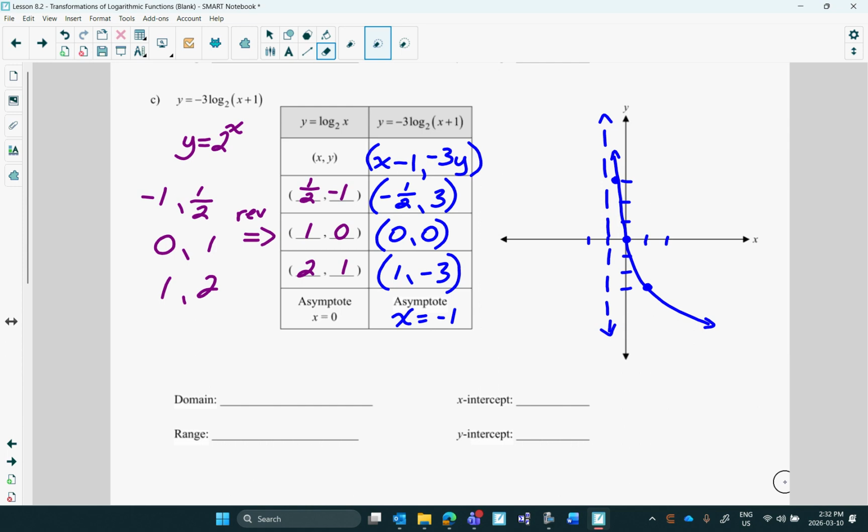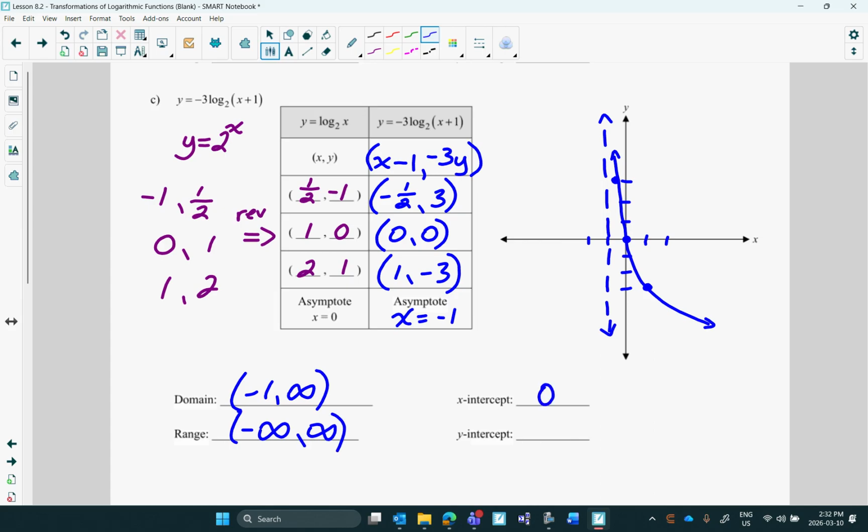Domain? Right. Range? X-intercept? Y-intercept? Both 0. Okay, now we'll move up and finish the last one.